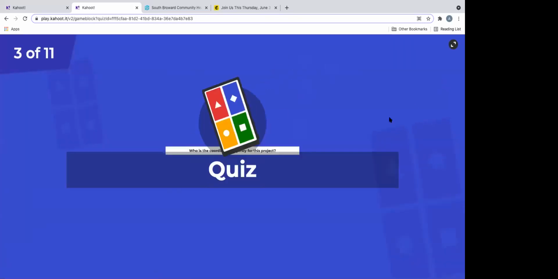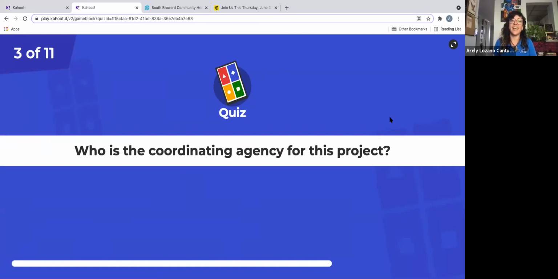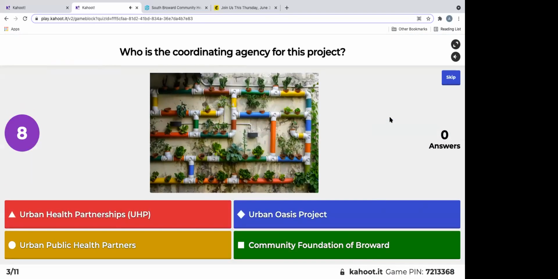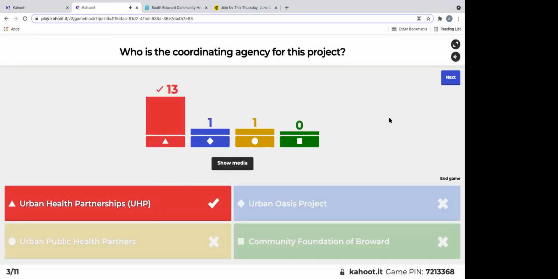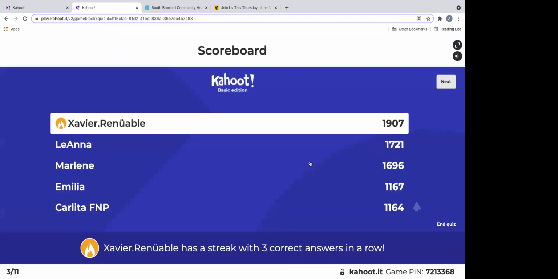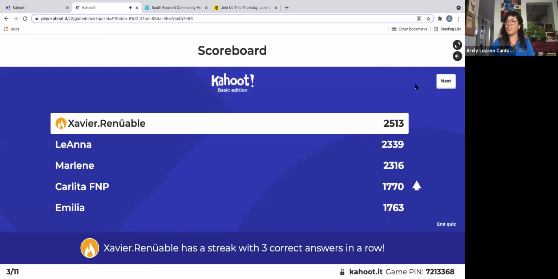Let's keep going. Who is the coordinating agency for this project? Right, time's almost up. All right. And just a reminder, oh, it says Xavier is on fire. And just a reminder, Urban Health Partnerships is the coordinating agency. And I know I had some confusing ones in there.